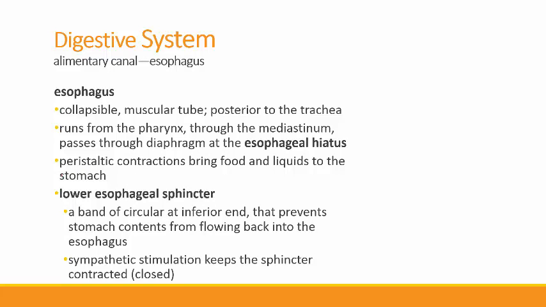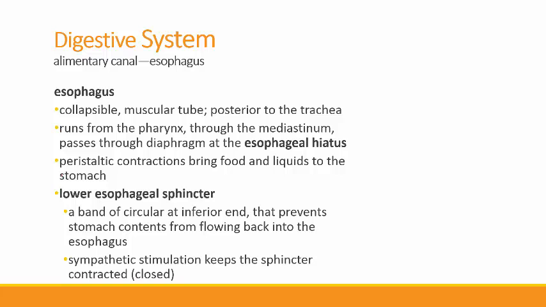The tube for getting the food from the pharynx to the stomach is the esophagus. It's a collapsible muscular tube found posterior to the trachea. So when we do our fetal pig dissection, we're going to see that while the trachea is held open, there are rings of cartilage that hold it open. There are no rings of cartilage that hold the esophagus open. It lays flat. It just flops closed until a bolus of food passes through.